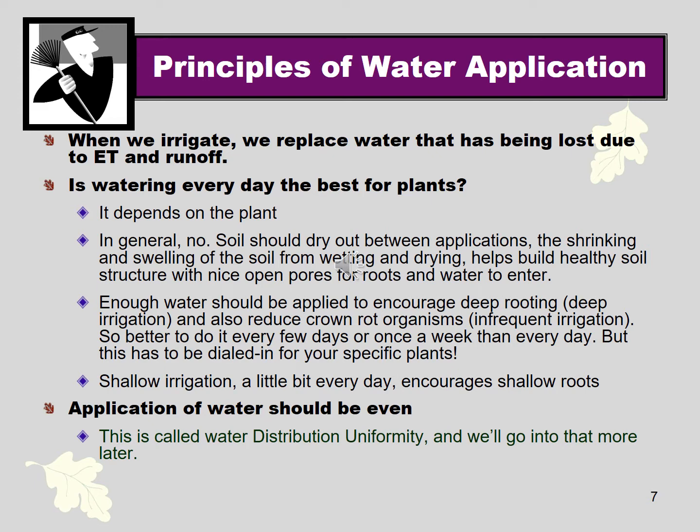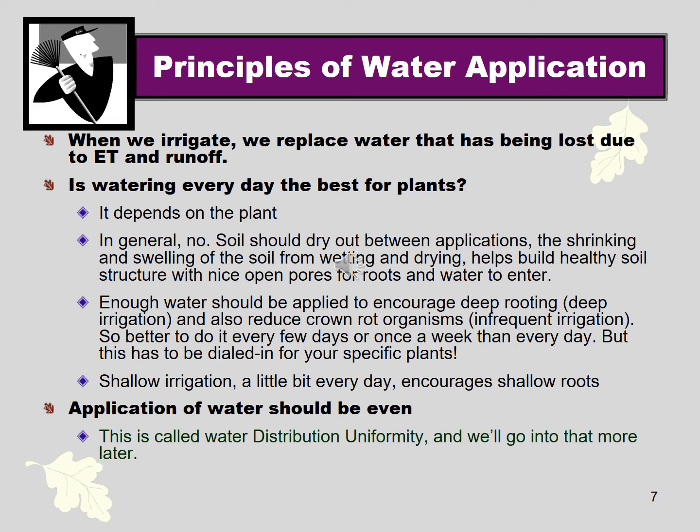So enough water should be applied to encourage deep rooting. You want roots to grow deep, so you have to leave the irrigation system on long enough so water soaks down and infiltrates deep into the root zone and even below where you want the roots to grow. But not so much water that it's soggy and water sits on the roots, causing root crown rot. That's not good either.